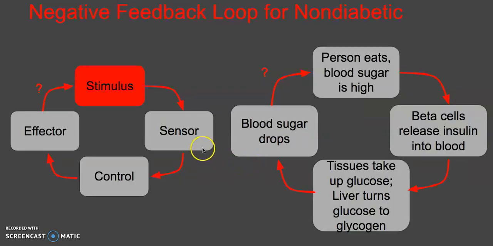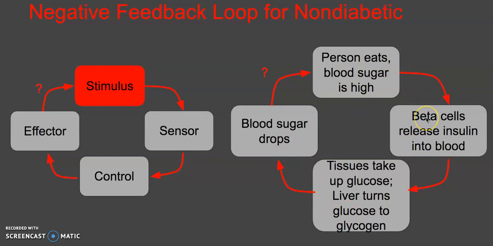So let's go back to this negative feedback loop that we talked about. We have the stimulus that the person eats and the blood sugar is high. Beta cells release insulin into the blood. Tissues take up glucose. Liver turns glucose into glycogen, and blood sugar drops, right? This is the normal way that this cycle happens.